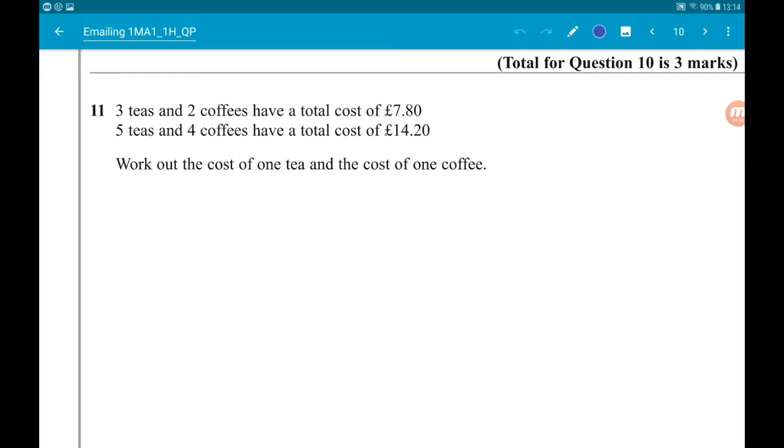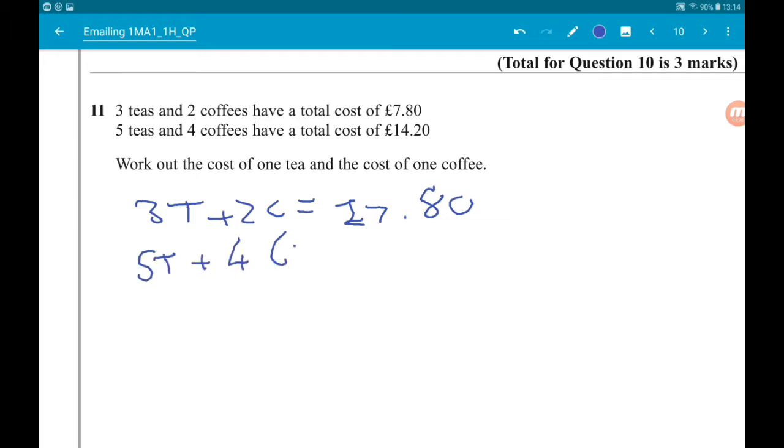So, we know that 3T add 2C is £7.80. And we also know that 5T add 4C is equal to 14.20.